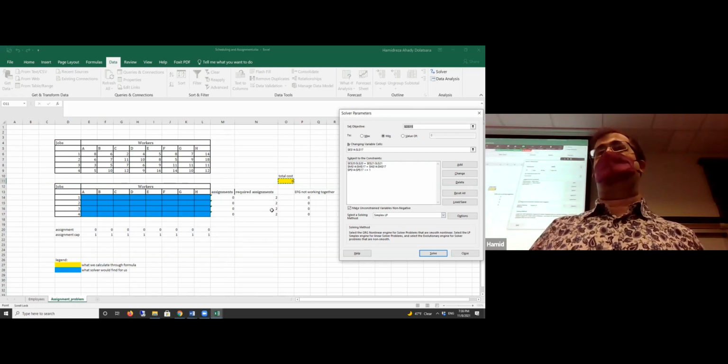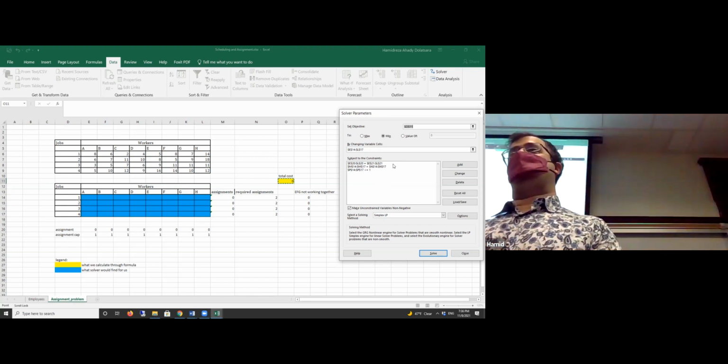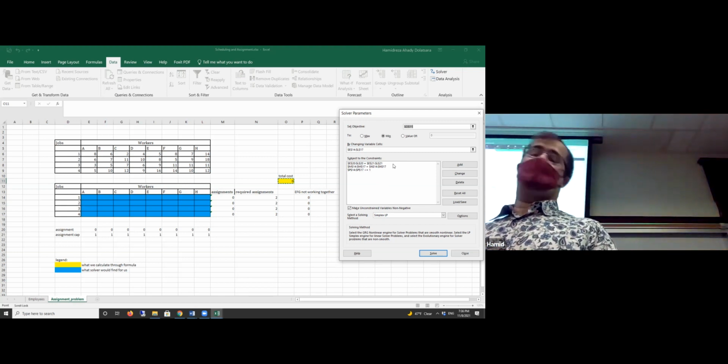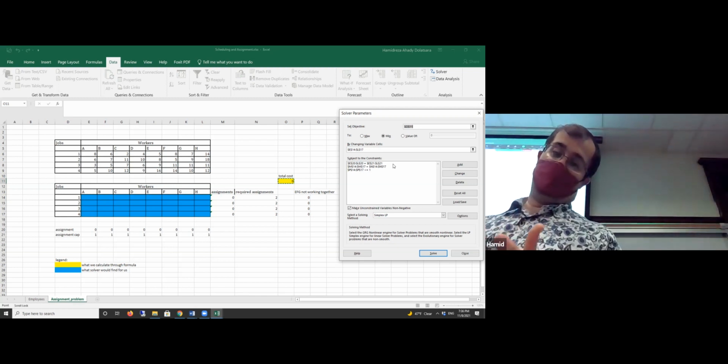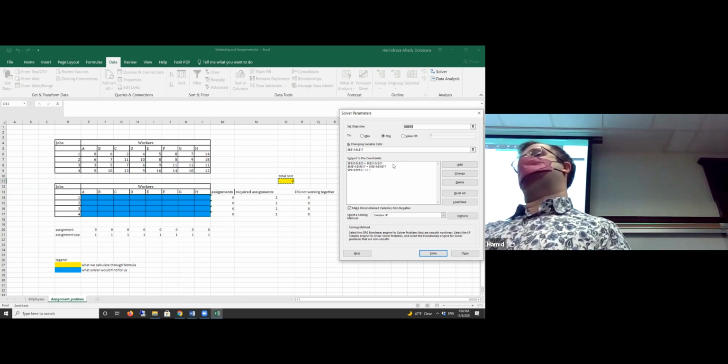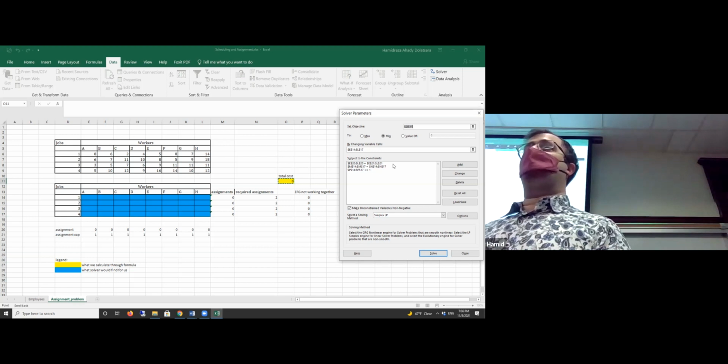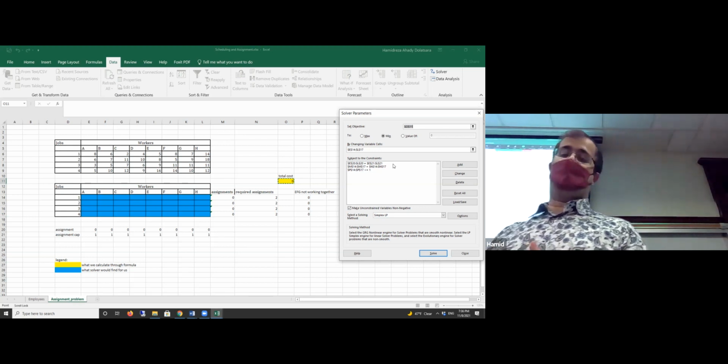Again, it may not be the most efficient way of formulating. Instead of saying E20 to L20 equal to E21 to L21, you can just say equal to 1. For the next line, you can say just equal to 2. You don't have to use my formulation. Maybe you can find a better formulation.